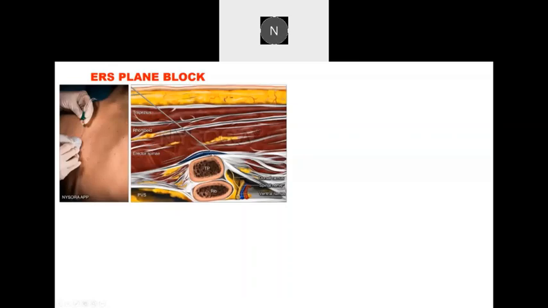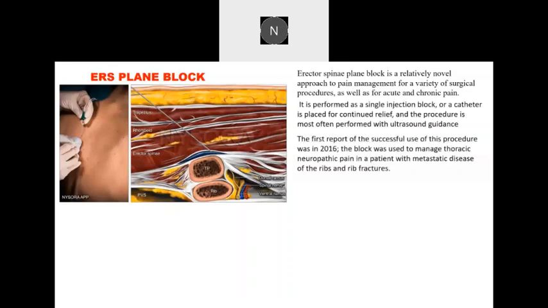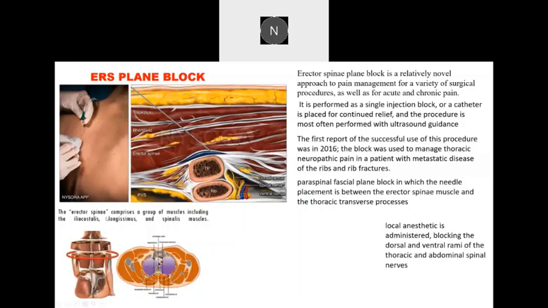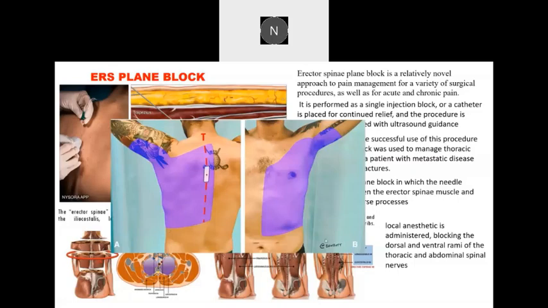So you first initially inject a small volume. It is a really new method, and as he said, first it was used only for chronic pain, not as a supplement for anesthesia. And this is the explanation of erector spinae. It is a group of muscles including iliocostalis, longissimus, and spinalis muscles, and it runs from the cranium to the caudal sacrum. So it runs as a longitudinal muscle, and when you administer the drug, it produces analgesia in this part, so the front of the chest.